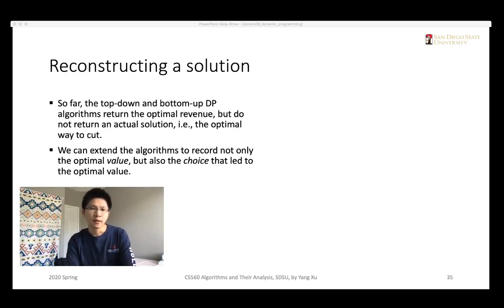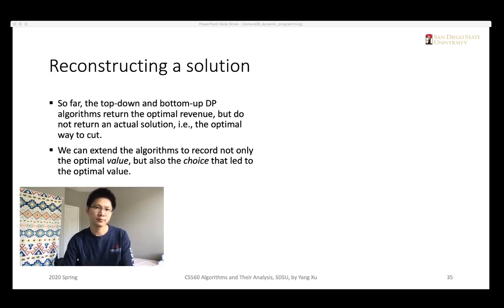Okay, so next we're going to introduce some supplementary materials that may be helpful to better understand or to gain more fine-grained solutions for the rod cutting problem. So far we have solved it with two methods, top-down and bottom-up, and the two procedures that we implemented both return the optimal solution, which is the maximum revenue for an input of a certain length, right?